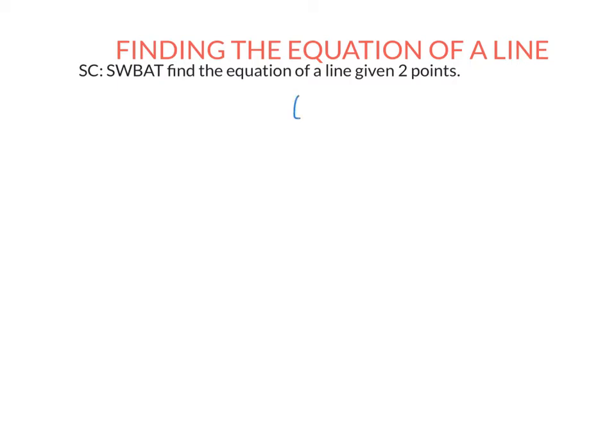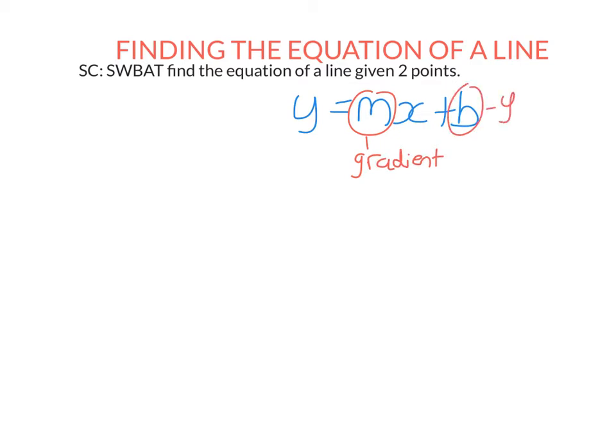Now, any line can be written in the form y equals mx plus b, where m, the number in front of x, is the gradient, and b, the number by itself, is the y-intercept. So it's pretty simple and pretty logical. That's why I love maths. All we have to do to find the equation of the line is find m and find b. So make sure you do it in this order.